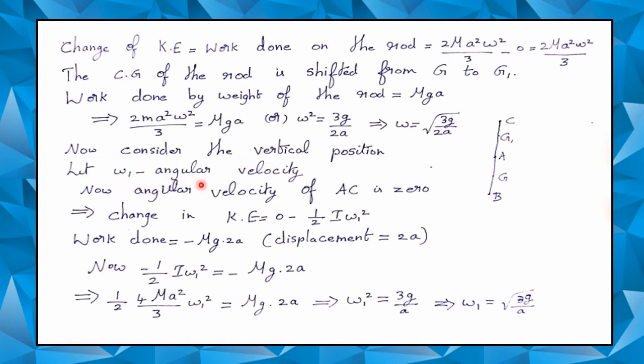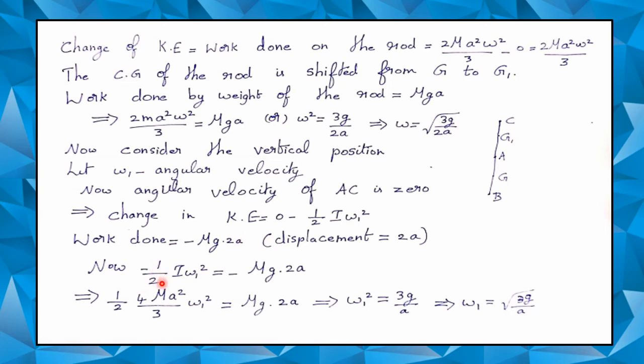So let omega 1 be the new angular velocity, and the final angular velocity of AC will be equal to 0. So now the change in kinetic energy will be equal to 0 minus half I omega 1 square, because the present kinetic energy will be equal to 0, since it is given that the rod is at rest at the vertical position. Therefore, the present kinetic energy is equal to 0 and the initial kinetic energy is equal to half I omega 1 square. And now the work done will be equal to minus mg into 2a. So here the displacement will be equal to 2a.